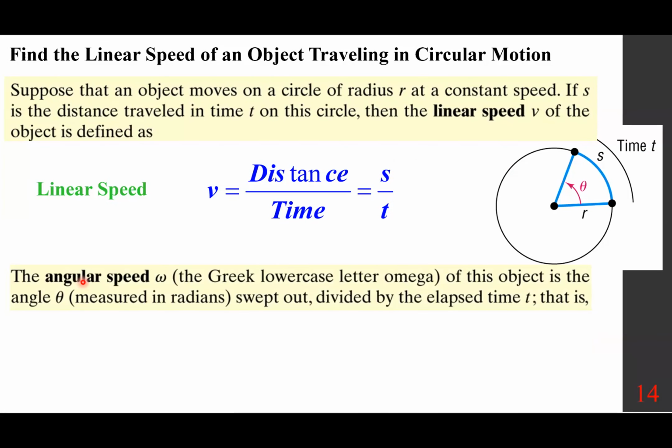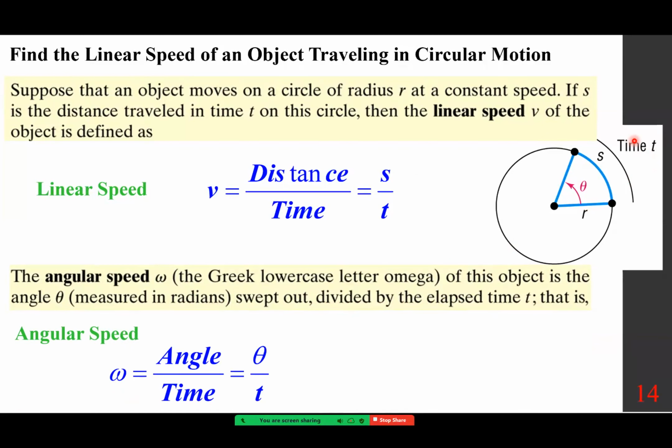The angular speed, which is represented with omega, the Greek lowercase letter omega, of this object, is the angle theta, measured in radians, swept out, divided by elapsed time t, which means omega is the total amount of angle over the total amount of time. So theta over t.